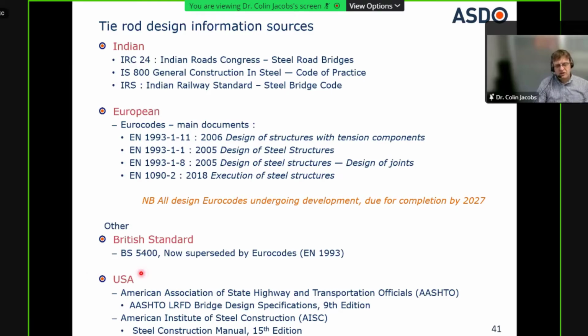Other standards, there's the old British BS 5400, which is still used by some people, but is now superseded by the Euro codes. And we also do some work in America, so we have some knowledge about the USA codes, whether it's AASHTO or the AISC. But typically, we mainly focus on the Euro codes.